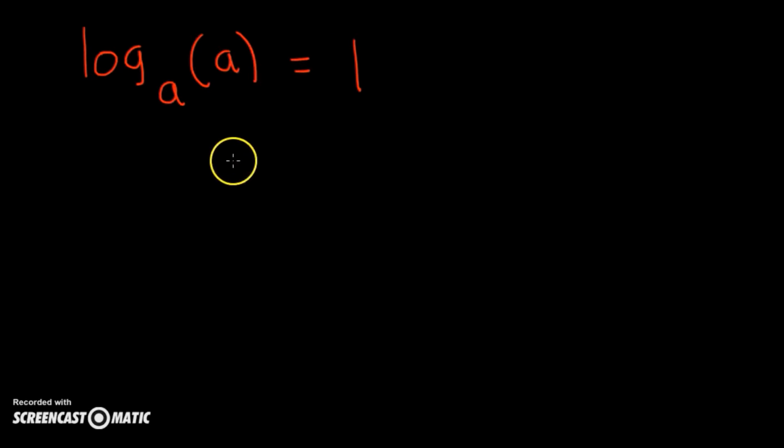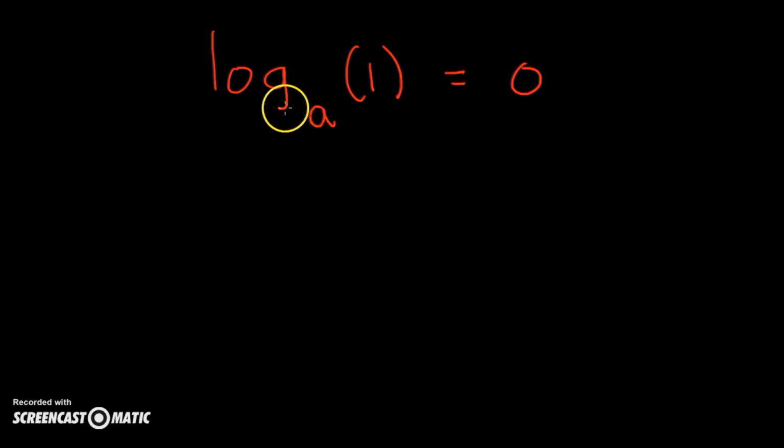Another one here: log to the base a of a equals 1. Because a to the power of 1 equals a, that's why. And log to the base a of 1 always equals 0, because if you put a to the power of 0, that number is 1.